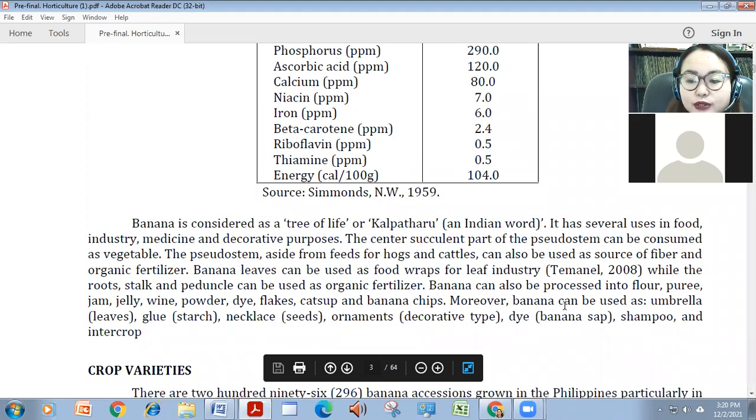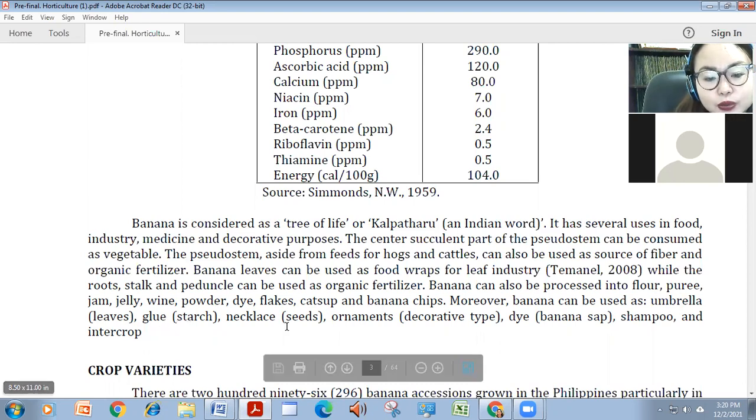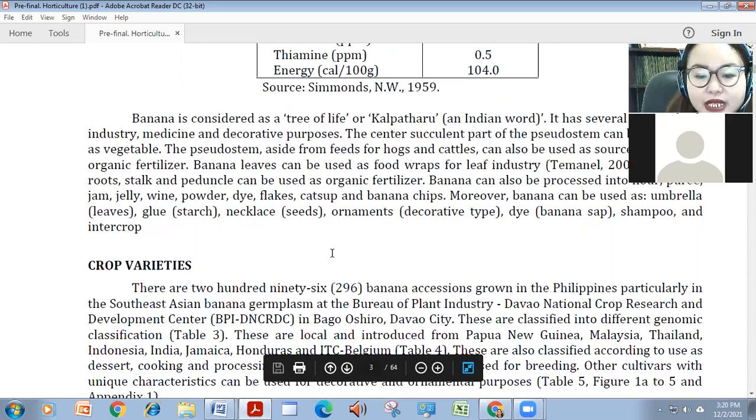Banana fruit can also be processed into flour, puree, jam, jelly, wine, powder, dye, flakes, ketchup, no? Banana ketchup, we have that, banana chips. And also umbrella, no? The leaves we can make use of as umbrella during rainy season. And glue, necklace, ornaments, dye, shampoo, and also intercrop, no, sa ating mga fruit trees.